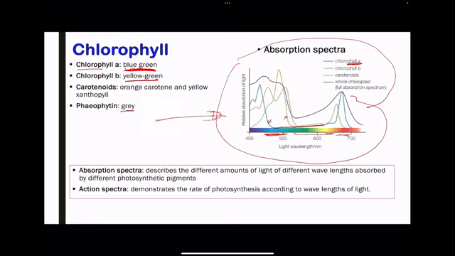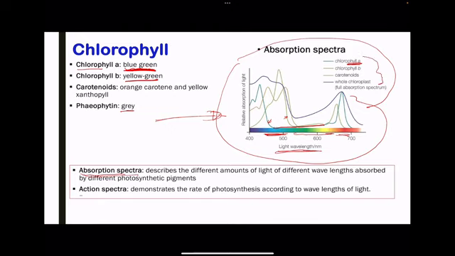The purpose of this is to ensure that maximum absorption of sunlight occurs. So if a plant has varying chlorophyll pigments, it means this plant is going to be able to absorb sunlight no matter the light wavelength that is present in order to maximize photosynthesis so that it can make organic compounds. And still on the same topic, the absorption spectra describes the different amounts of sunlight of different wavelengths absorbed by different photosynthetic pigments, as you can see.